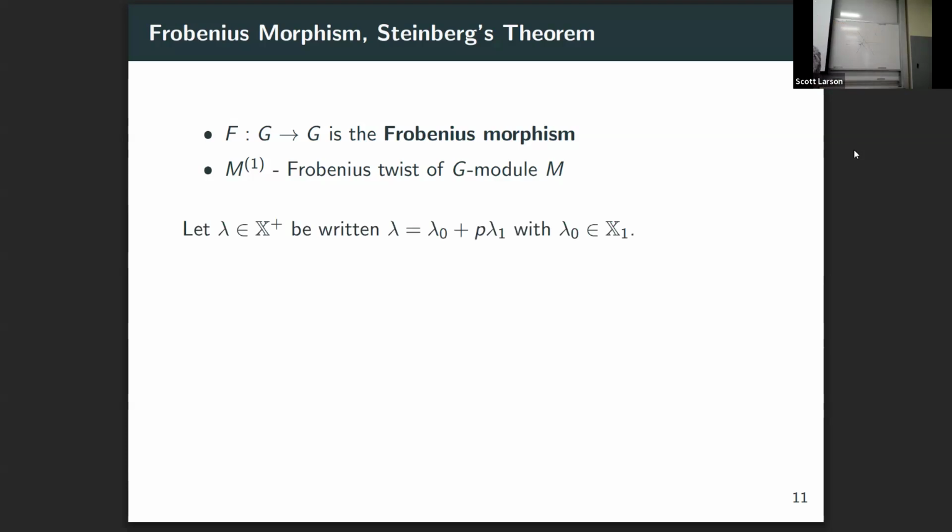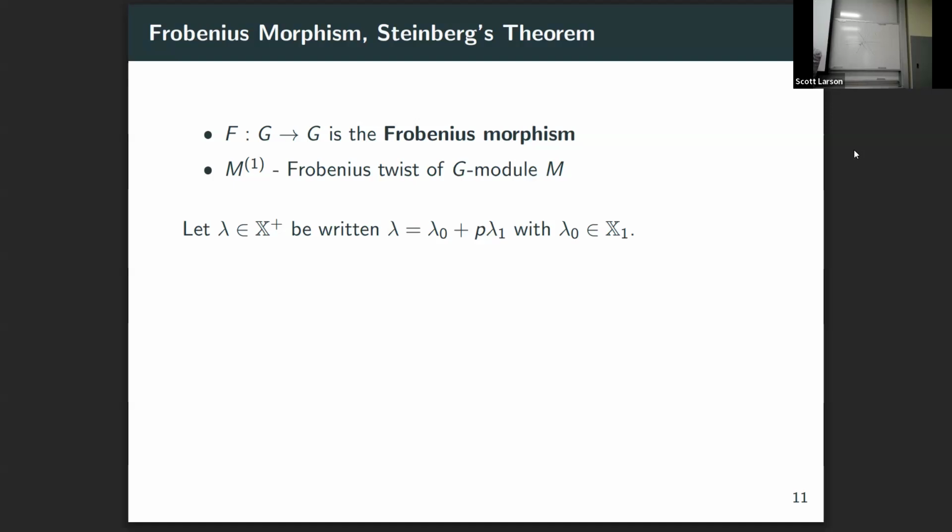And then we had Steinberg's theorem, which is, if you have a dominant weight lambda, then I did a sort of truncated p-adic decomposition. What you can do is take lambda and write it as a p-restricted dominant weight plus p times another dominant weight.